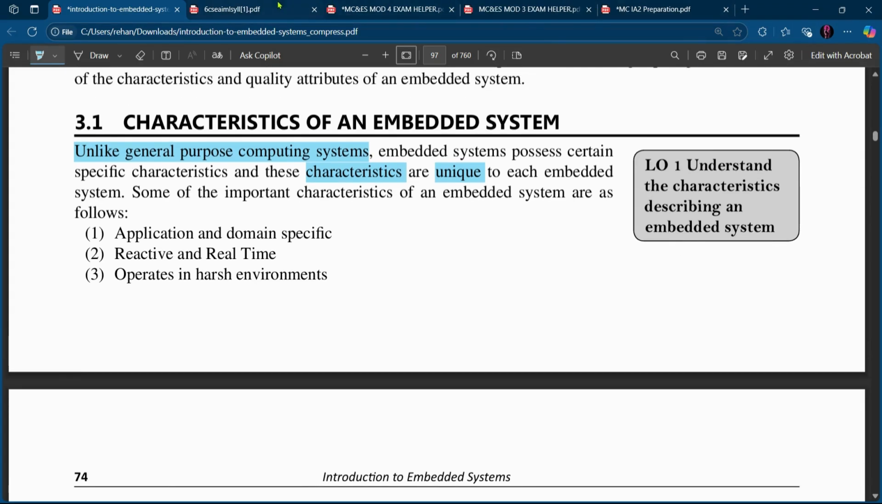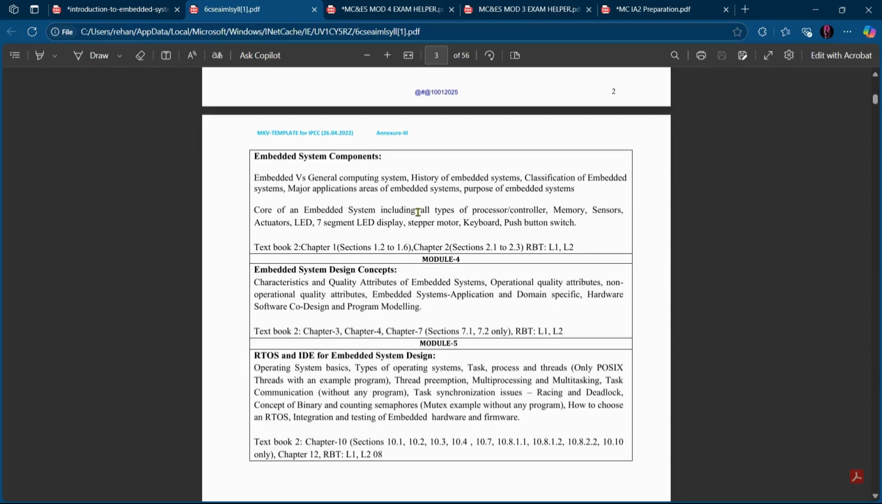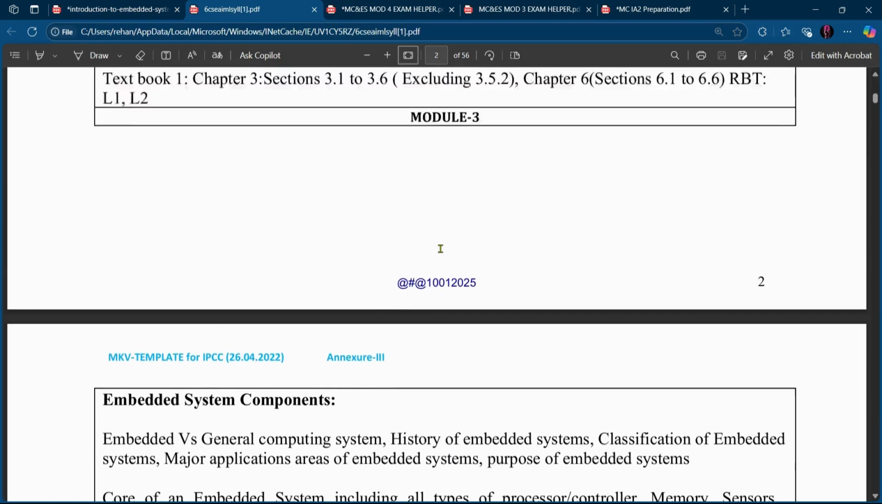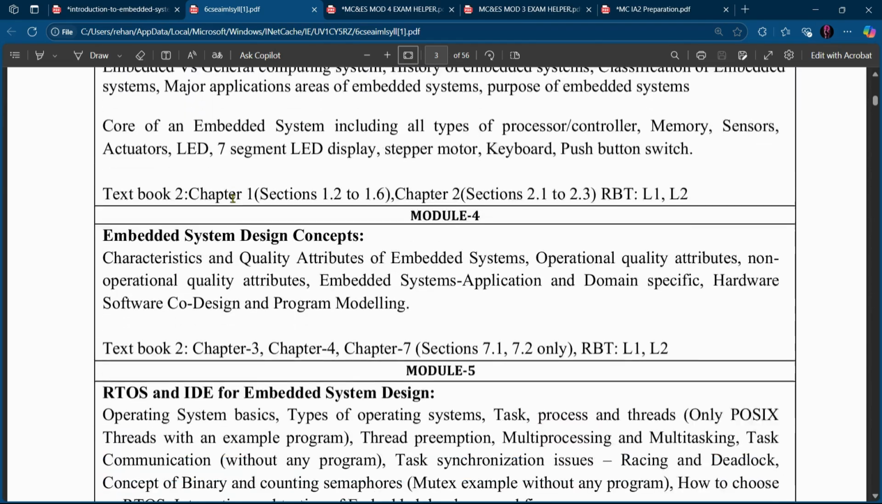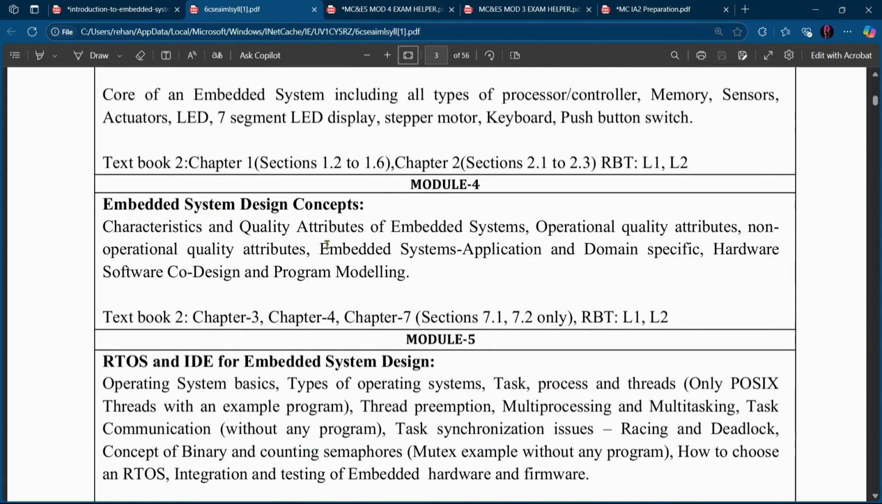So the first topic: we can see in the syllabus copy, Module 3, we have embedded system components. So there is embedded system versus general computing system, history of it, classification of it, application of embedded system. That's Module 3. So starting with Module 4, we have characteristics. This is one topic. First, we'll be studying only characteristics. We have quality attributes of embedded system.